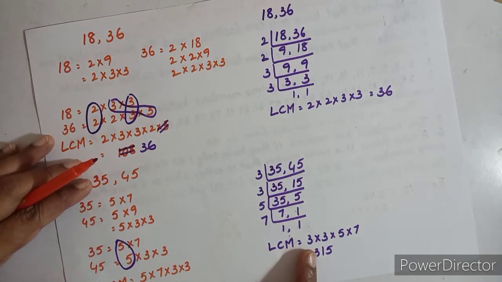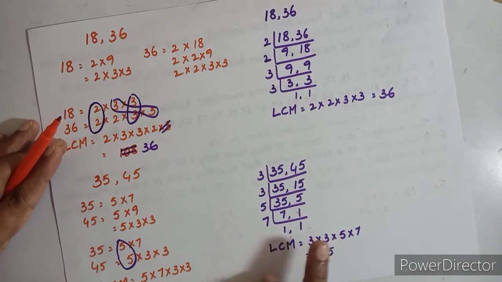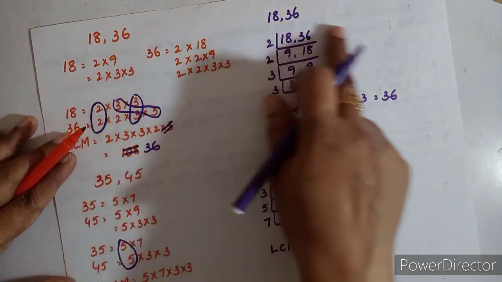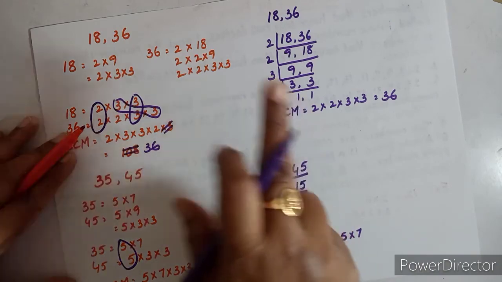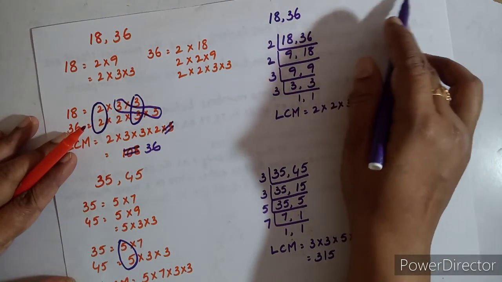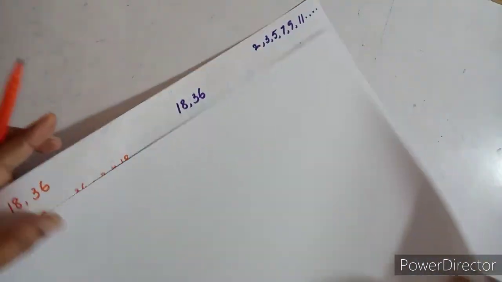This is how you need to find the LCM by using prime factorization. You can go with the prime factorization method, or you can go with the short division method. But whichever you go, you always have to remember the prime numbers in your mind. It's better to maintain a list of the prime numbers whenever you are dealing with such kind of problems.